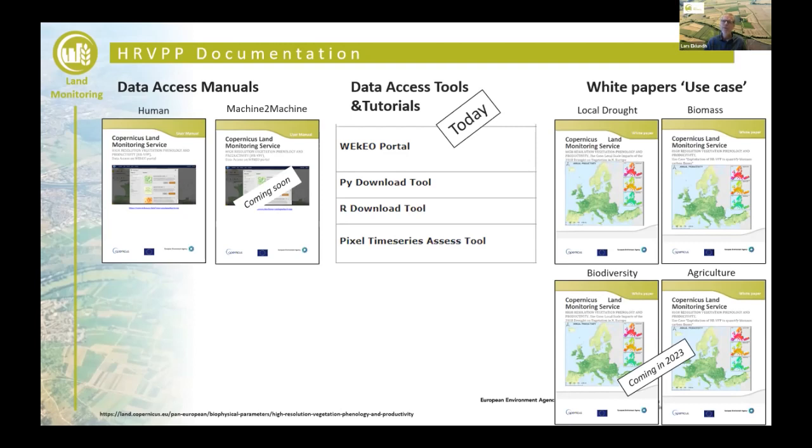We have also generated some white papers on different use cases, one on local drought and one on biomass, and I think they will be presented next week or something like that. And then we have some upcoming reports, one on biodiversity, one on agriculture. These are all examples of how the data can be used to inspire more uses. But of course, it's possible to use this data in many different ways. And I hope we will see today a number of examples of how this can be done.